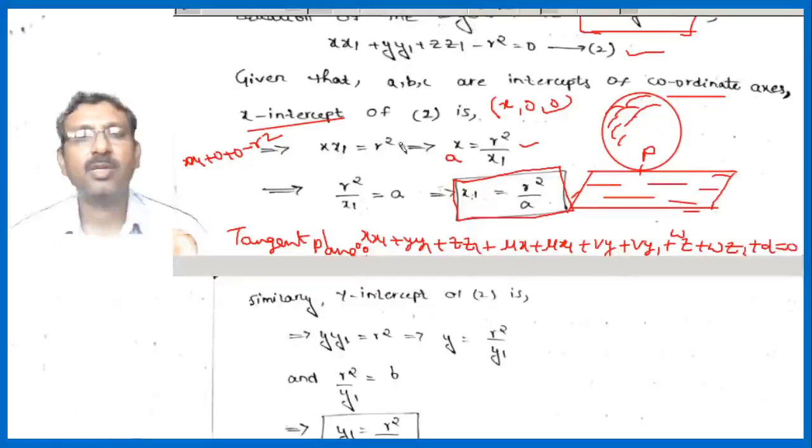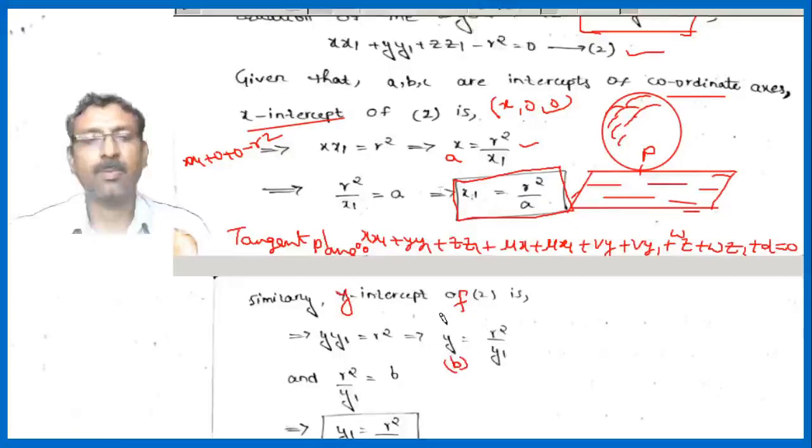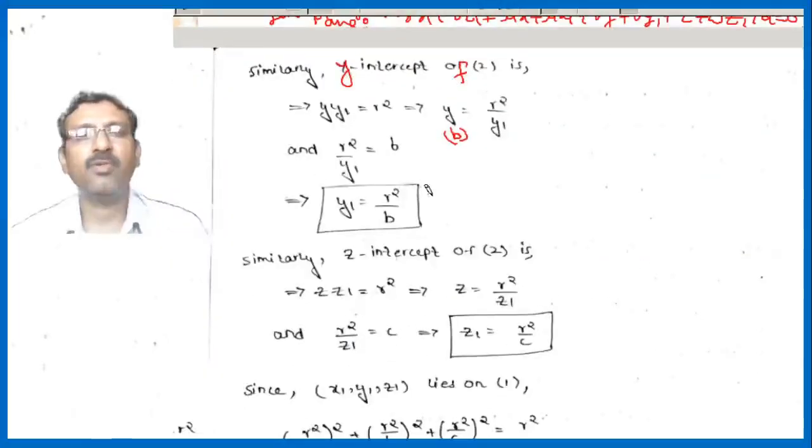Similarly, the y-intercept: y1 equal to r square by y1... Y is nothing but the y-intercept on the y-axis. Here in the problem, it is equal to b. This is nothing but b. So b equal to r square by y1. Therefore, y1 equal to r square by b. Similarly, we can find z1 is equal to r square by c.